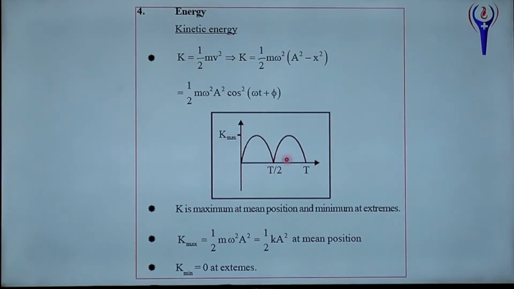Then this is the waveform for kinetic energy. For one time period T it will go like this, T by 2 and T. K is maximum at mean position, minimum at extreme position. K max equal to half m omega square a square, that is half k a square at mean position. And K minimum equal to 0 at extreme position.